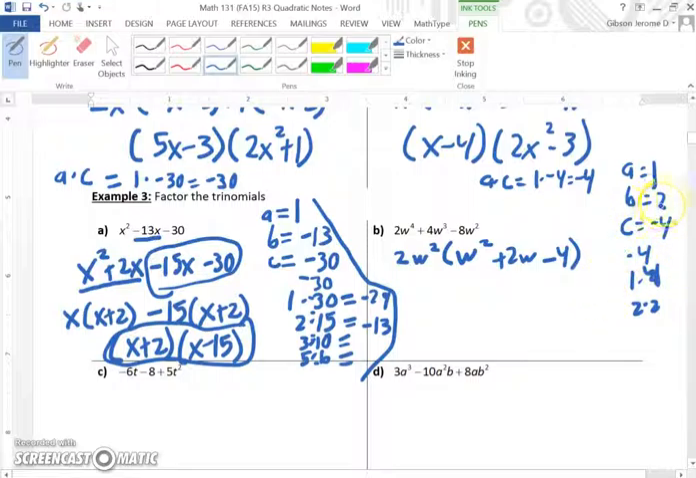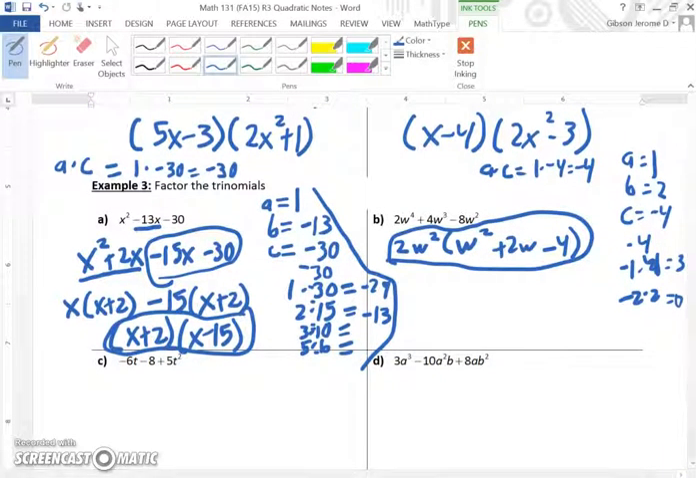So now we look at the middle value, the B. The B is positive, so that means the lower numbers would be negative. So when we add these together, this would give us 3, this would give us 0. None of these equal B, right? So that means that this is totally factored. We can't do anything else with this. So we're done.